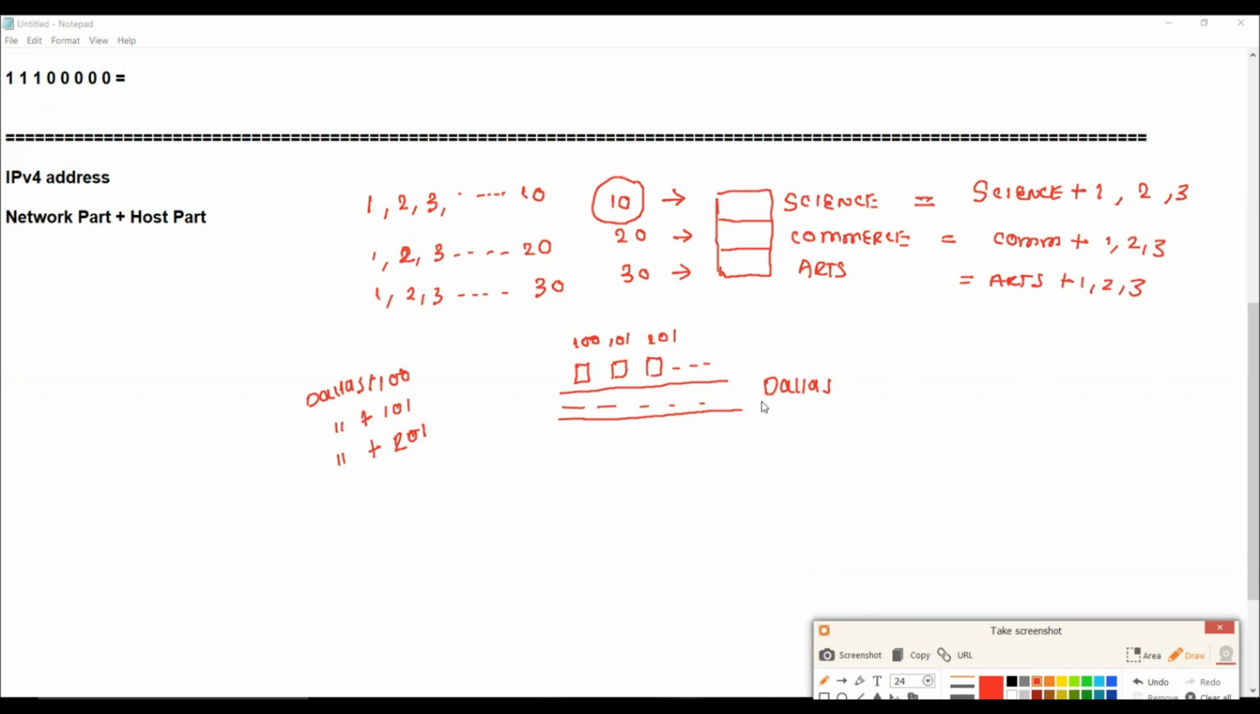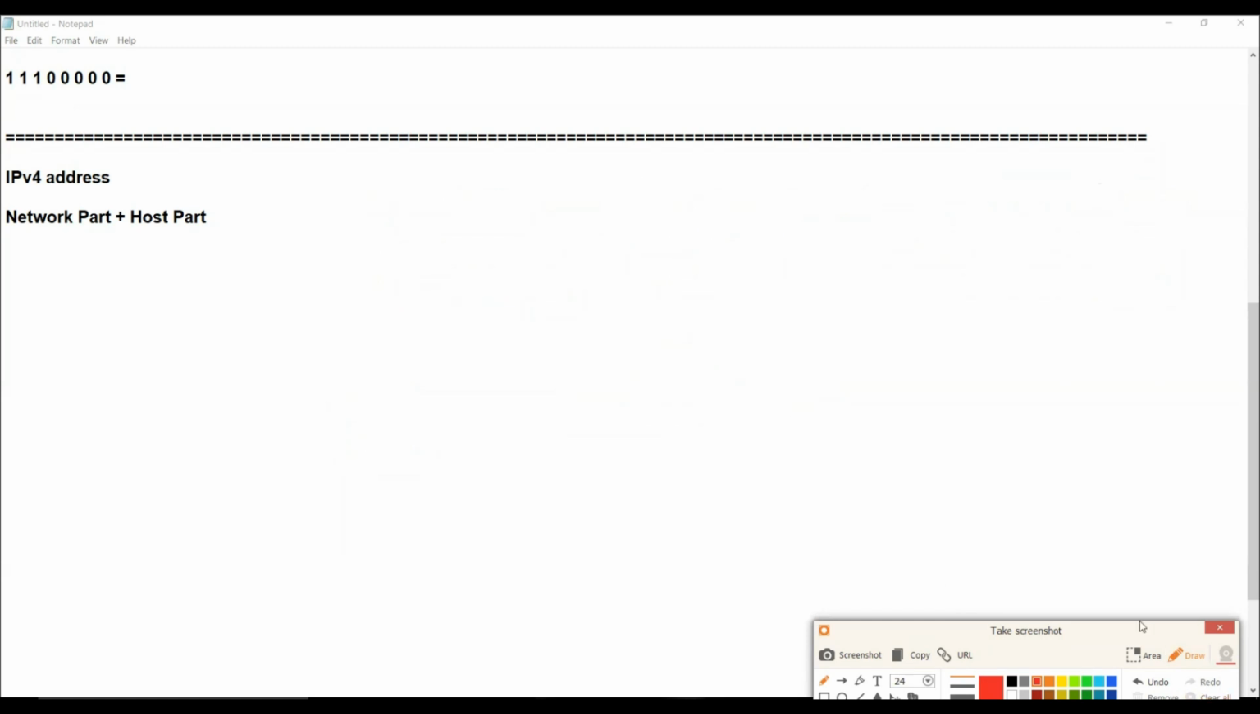So always, anything which is fixed, for example the street, is fixed. The number of houses can vary. For example, science, commerce and arts, the branches or streams, are fixed. The number of students sitting inside the branches could be variable, right? Today I've got 10, tomorrow I might have 25 students in science. A similar logic applies to the networking IP addressing concept as well. I hope it is clear. If you think about that, your v4 addresses will have a network part and a host part.